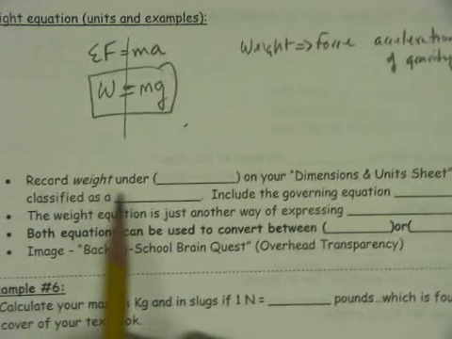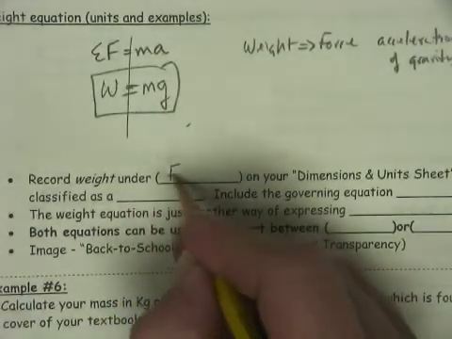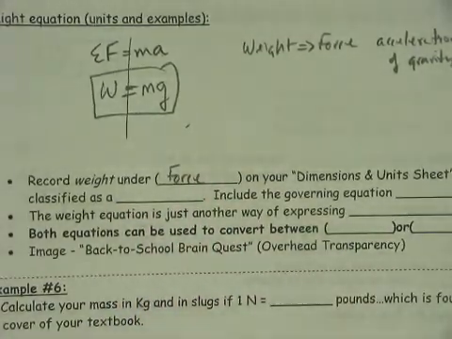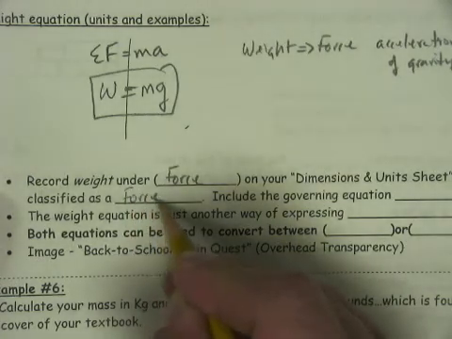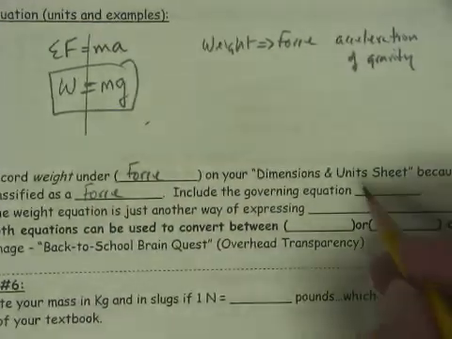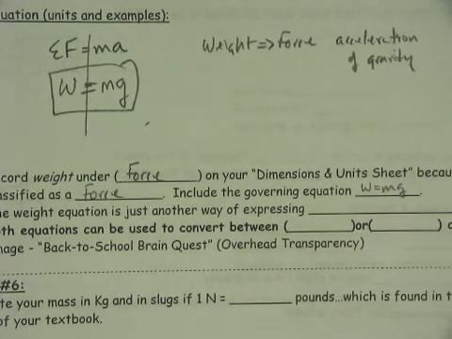So we're going to record weight under force on your dimensions and unit sheet. If you want to stop the video and go find your dimensions and unit sheet, I would highly recommend it. And then we'll fill some stuff in here. So where you see force, put weight on your dimensions and unit sheet, because weight is classified as a force. And the governing equation, you can say W equals mg.